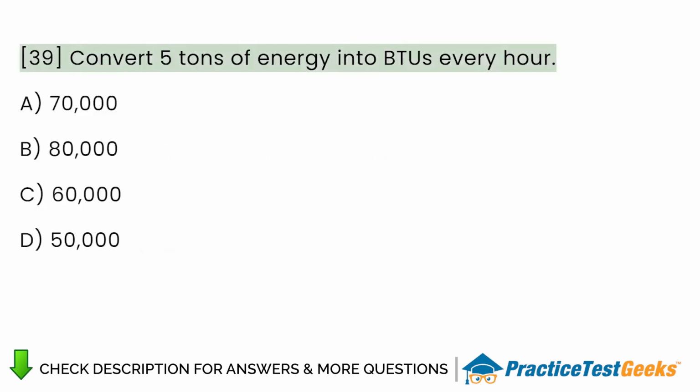Convert 5 tons of energy into BTUs every hour. A. 70,000. B. 80,000. C. 60,000. D. 50,000.